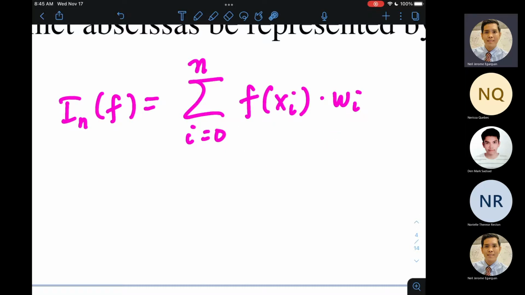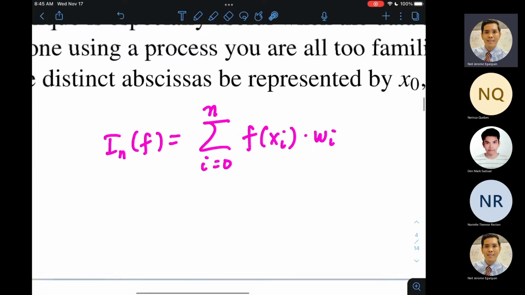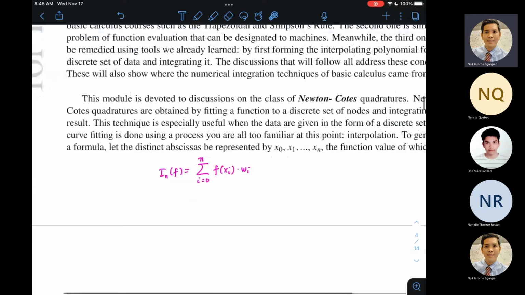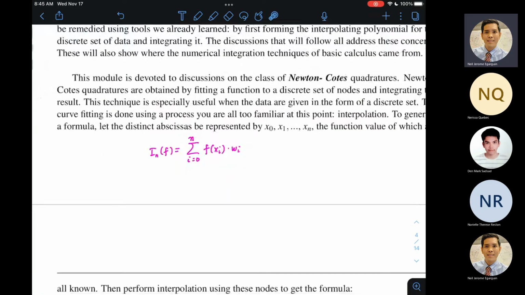So now, in this class of Newton Cotes quadratures, titingnan natin paano kinocompute yung weights associated with each of the function values para dito sa mga Newton Cotes quadrature rules. All right? Now, before going to the actual formulas, ihatiin pa natin yung Newton Cotes quadratures into subclasses. Meron dalawang subclasses itong Newton Cotes quadrature rules. But in both of them, yung approach ay ganito.